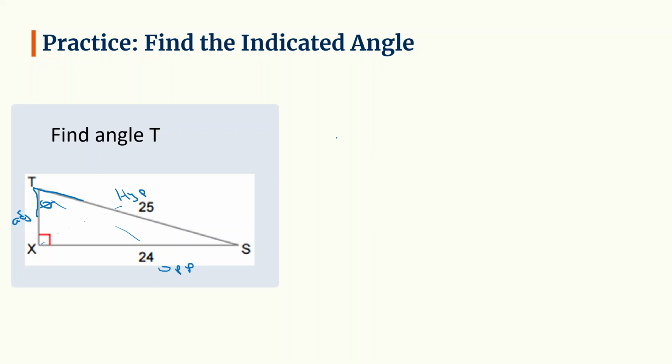So which of SOHCAHTOA do I need? Sometimes I like to pronounce the H. So the sides that I have that are useful to me in this question are opposite and hypotenuse. So which one do I need? I need sine. So I'm going to say that sine T, you can also use theta, is opposite over hypotenuse.